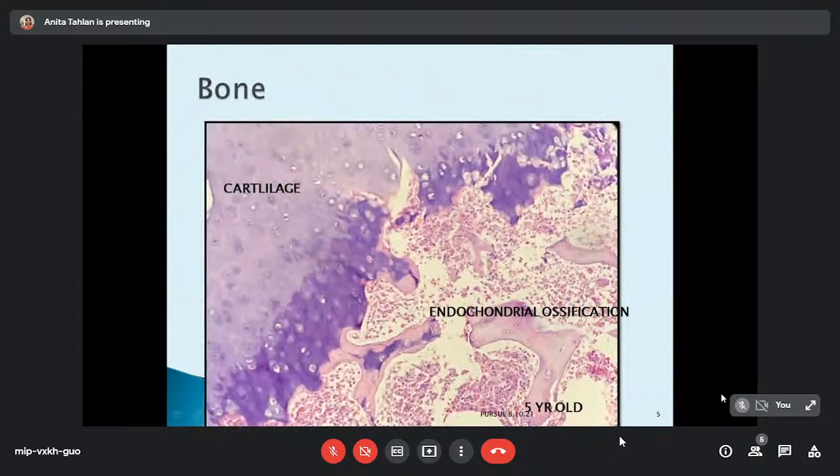Hematopoiesis occurs in the cavities of certain bones that contain hematopoietically active red marrow, and the whole of our skeleton does not have this active red marrow. And initially, the bone formation is predominantly endochondral ossification, which occurs in the long bones.